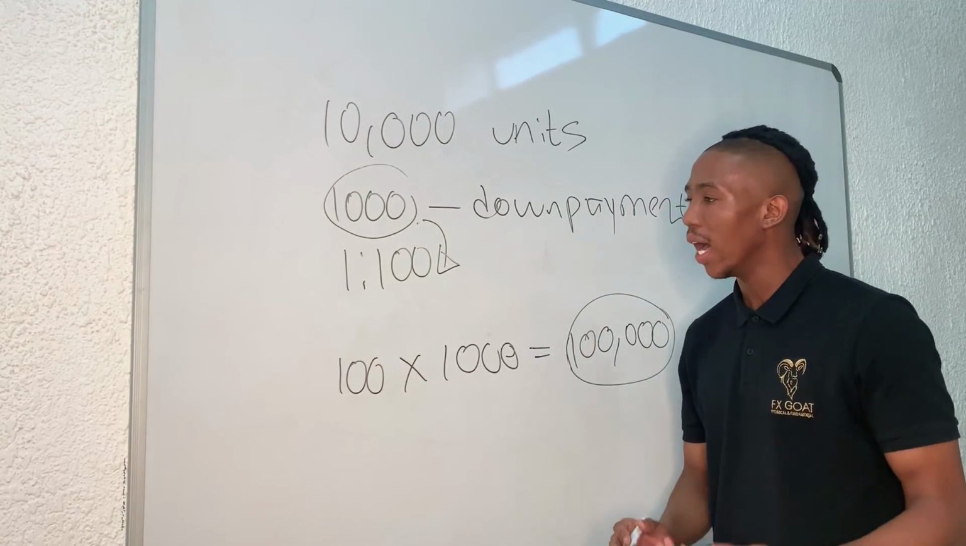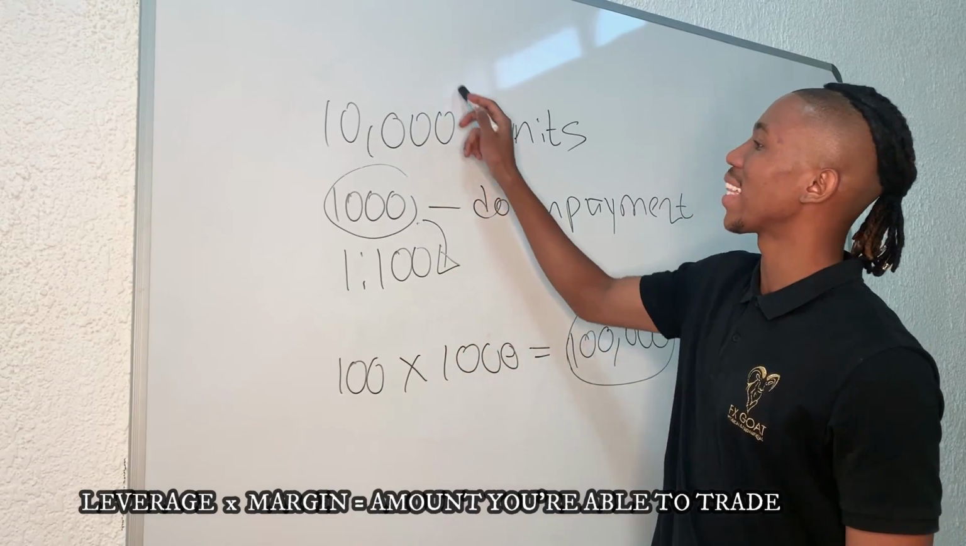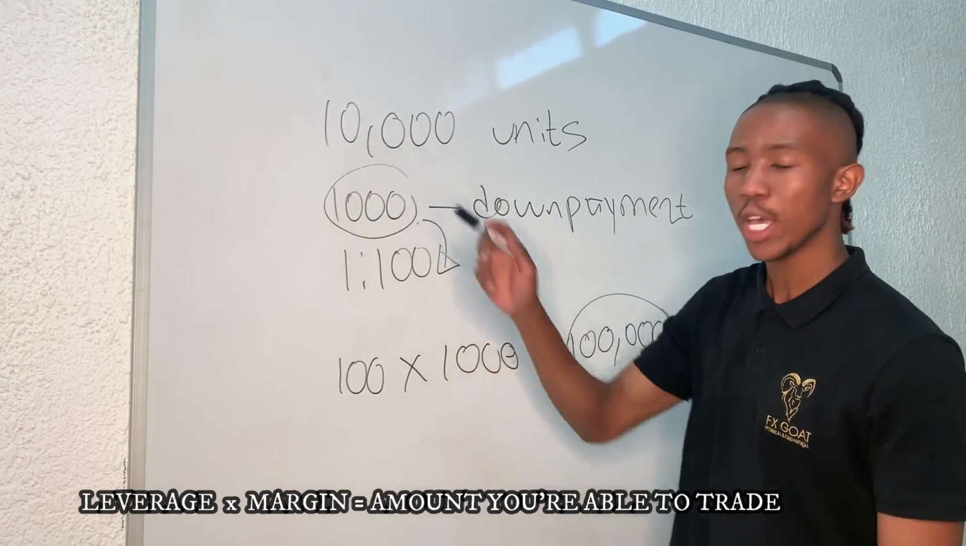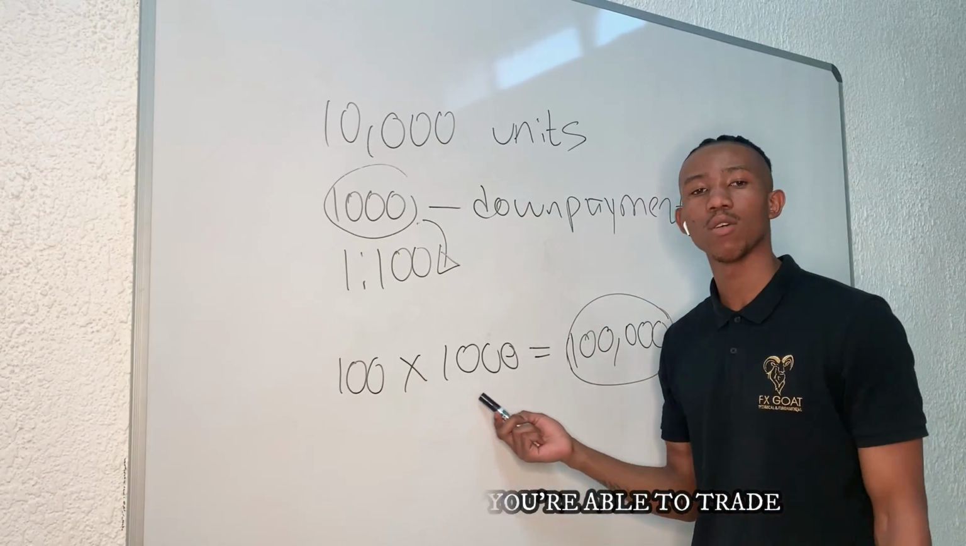I'll repeat that again. With only 1:100 leverage, you can turn a 10,000 units account into a 100k units account, provided that you have a down payment of 1,000.